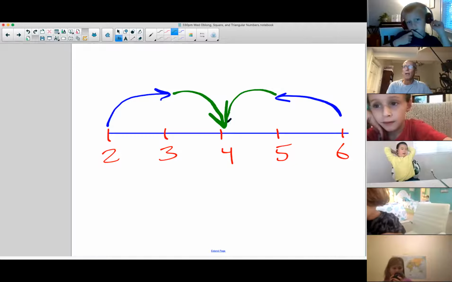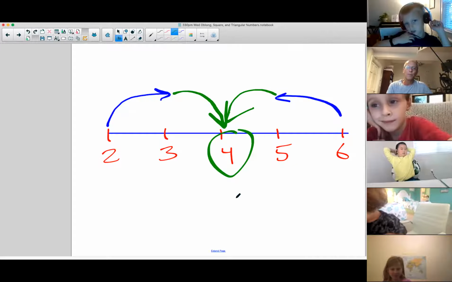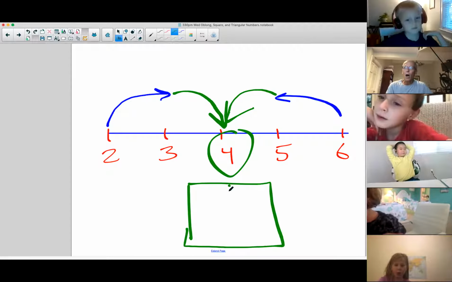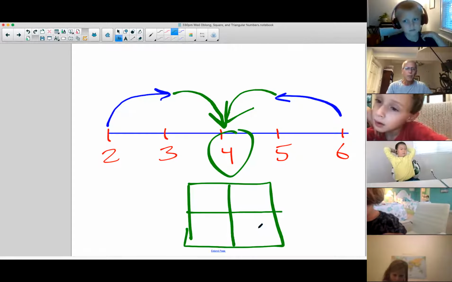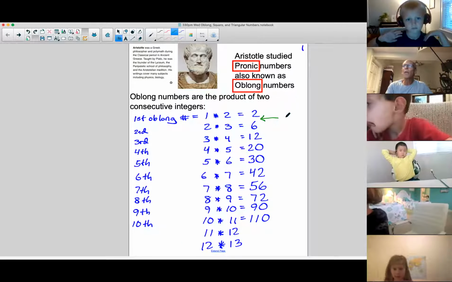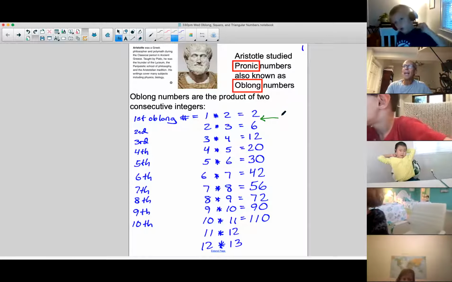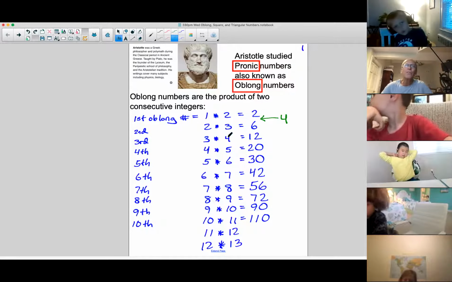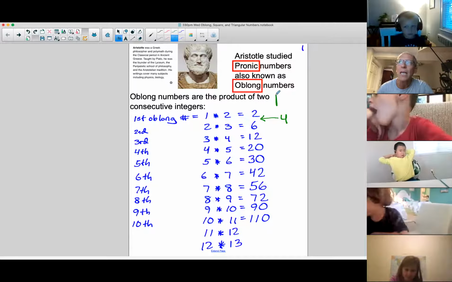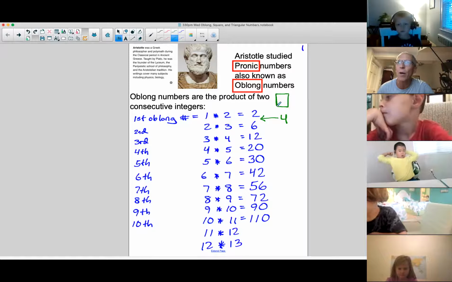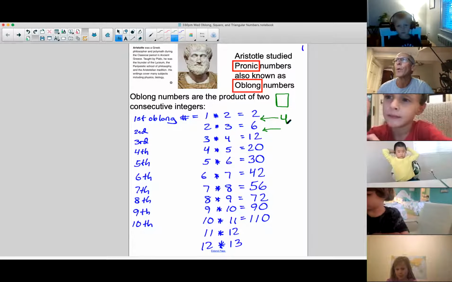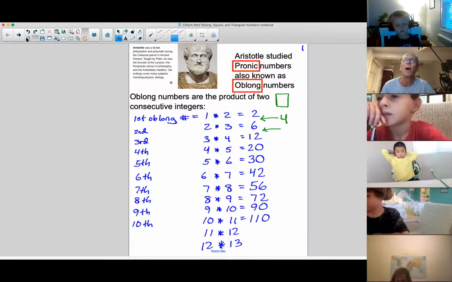Now, wait a minute. Do you know how special 4 is? Isn't 4 a 2 by 2 square? Mm-hmm. So he noticed that in between every 2 consecutive oblong numbers is what's called a square number. So who can tell me the next square number between 6 and 12?